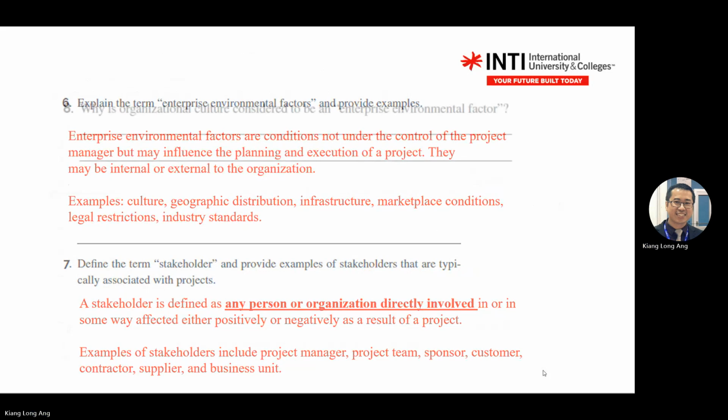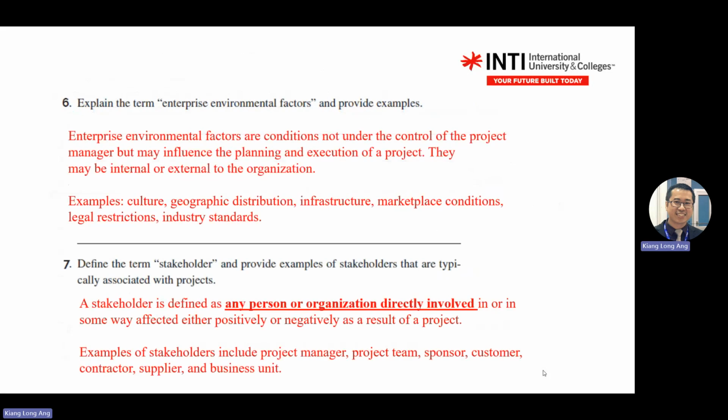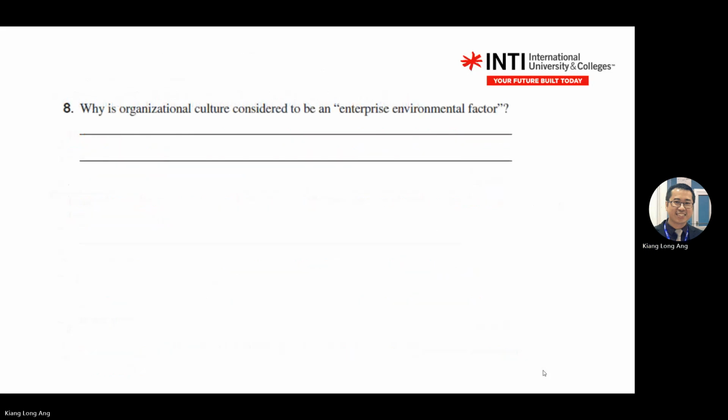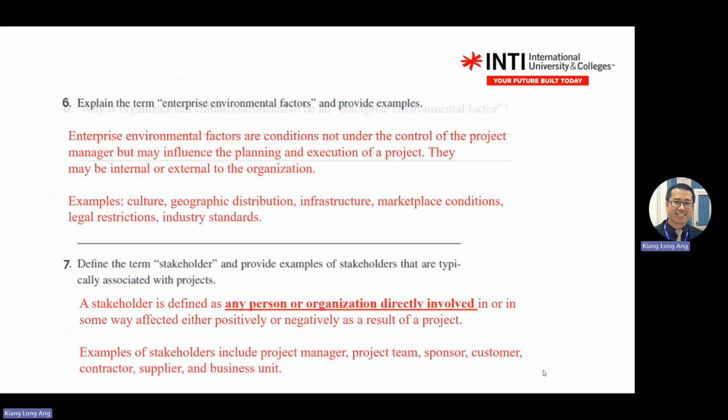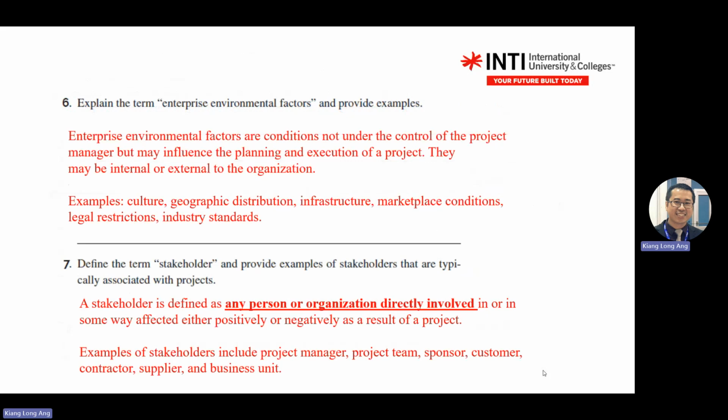Okay. Why is the organization culture considered to be an enterprise environment factor? So this one, question number 6, is under here, right? Marketplace condition, enterprise organization culture. Why is organization culture considered an enterprise environment factor? And what is an environmental factor? Enterprise factors are outside the control of the project manager.